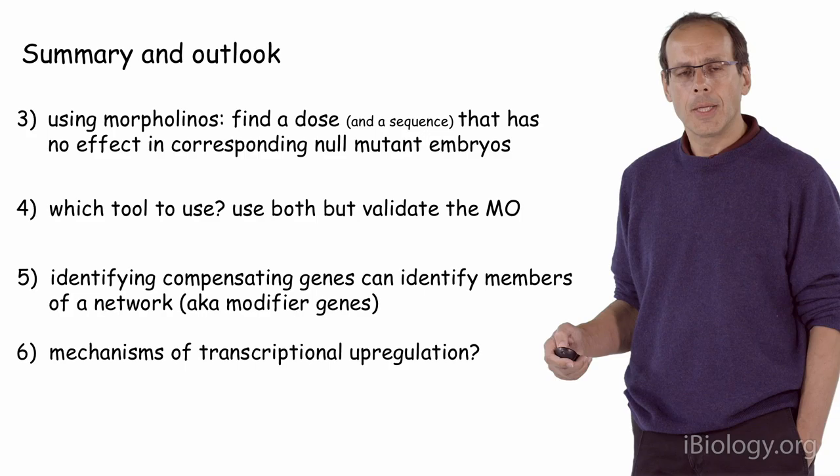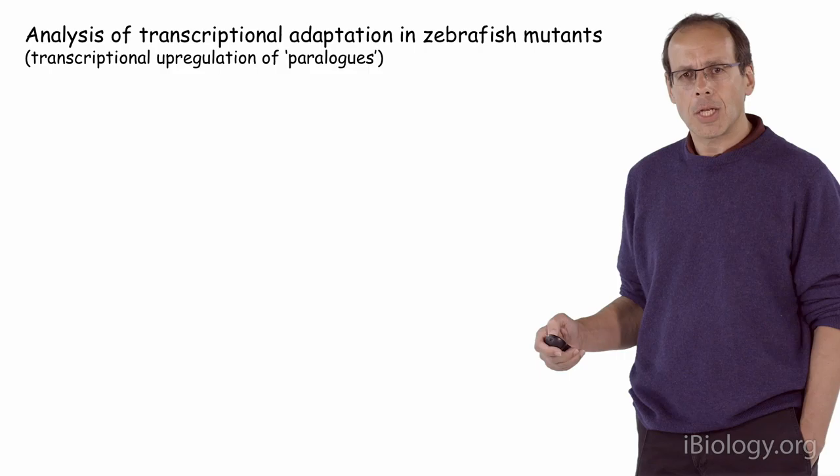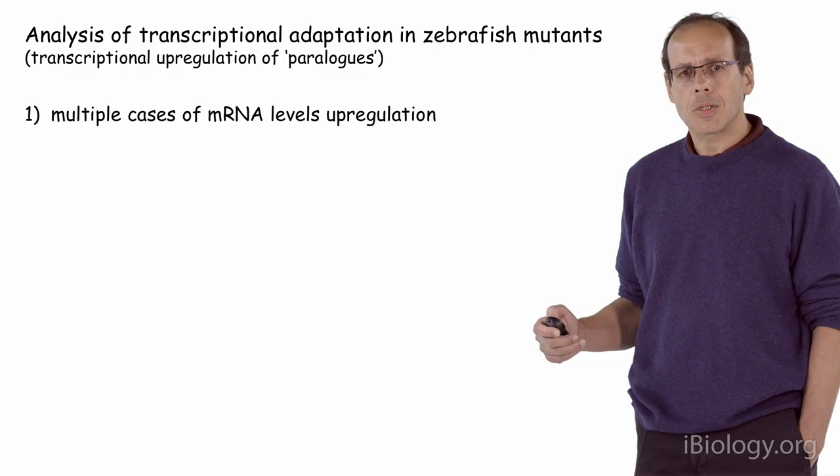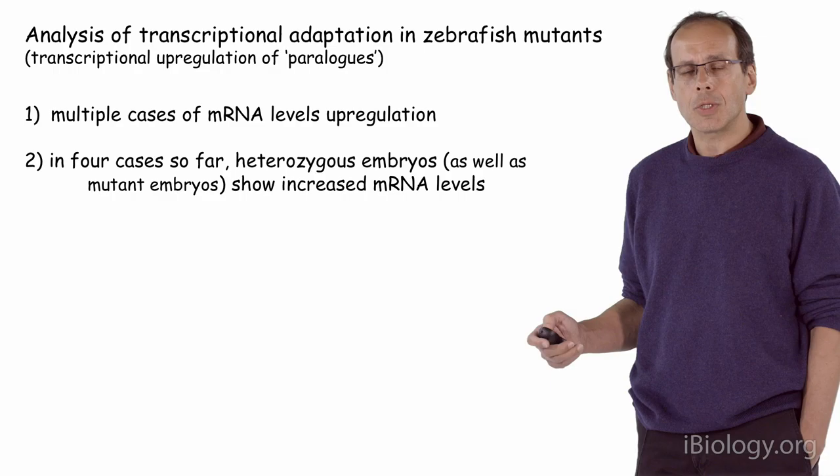Let me just show you a few slides about what we're doing, not only in zebrafish, but also in mammalian cells. We have now identified a number of genes where we see this RNA level upregulation in the paralog, the non-mutated paralog. And in four of these cases, we've also seen that the heterozygous embryos, as well as the mutant embryos, show this increase in RNA levels.